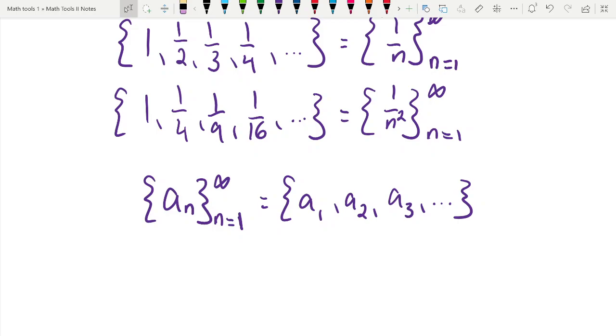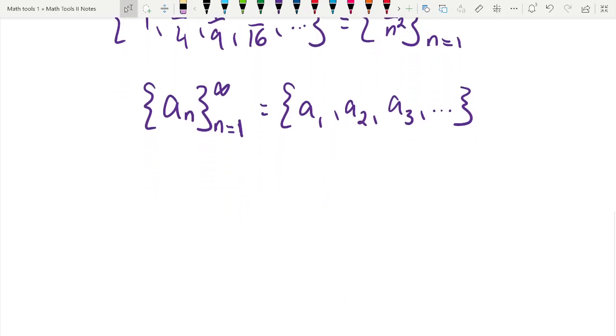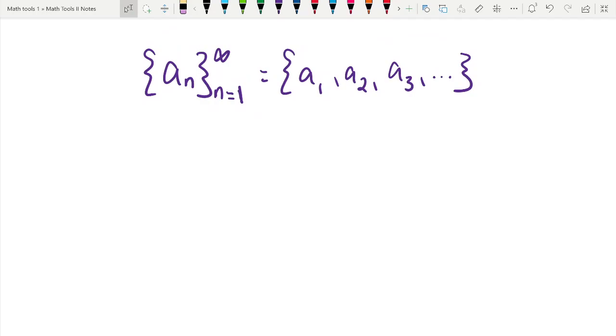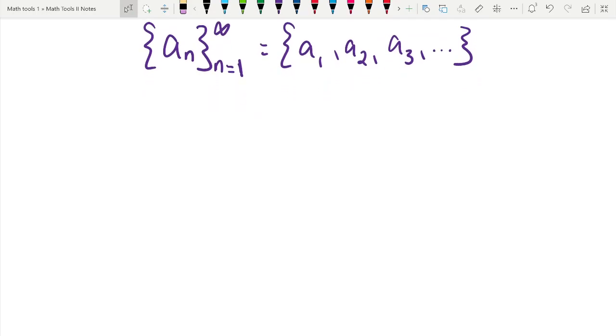So let's try to come up with the formula for a sequence. Okay, so this can be a little bit tricky. There's not one way to do this, right? So we want to just look at some of the common techniques here.